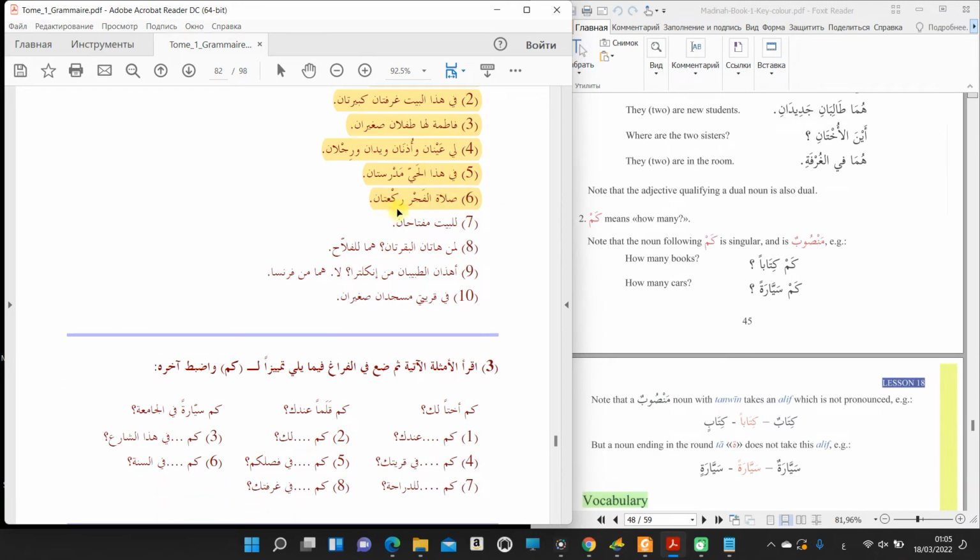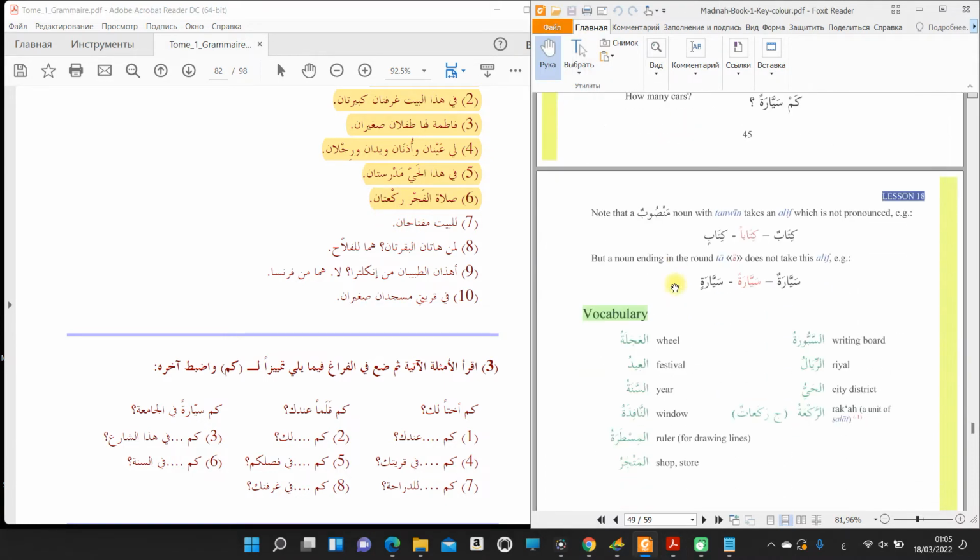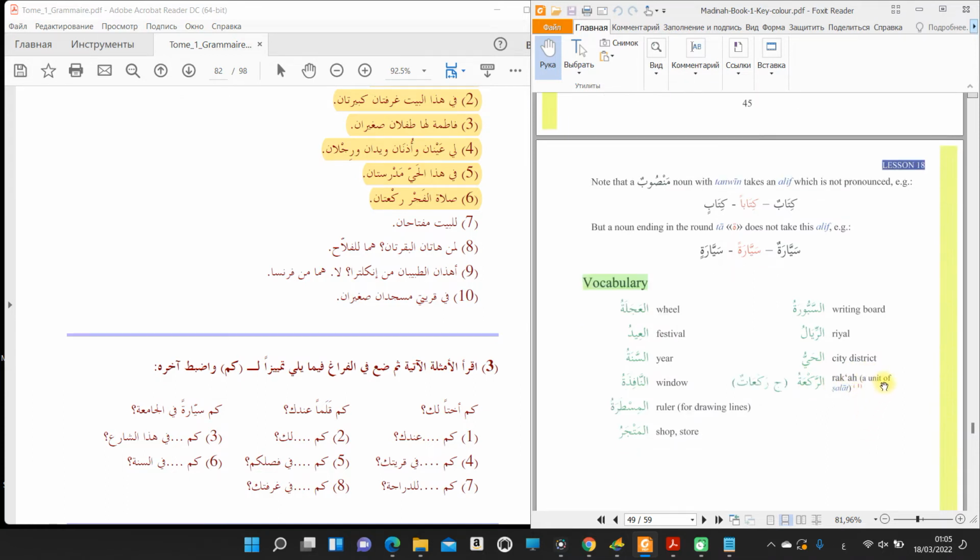صلاة الفجر ركعتان. The morning prayer has 2 rak'ah. You see, rak'atun, in English it's the same, right? Because this word originated from Arabic, therefore it's the same in English. A unit of salah.